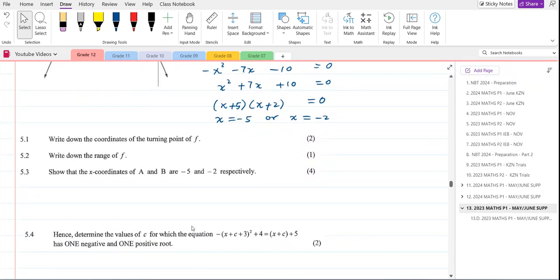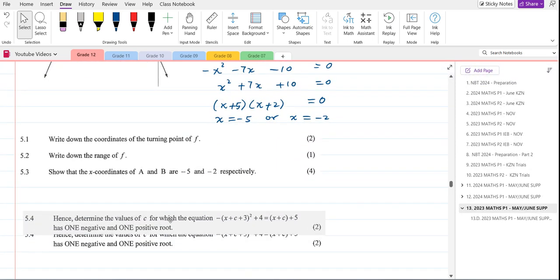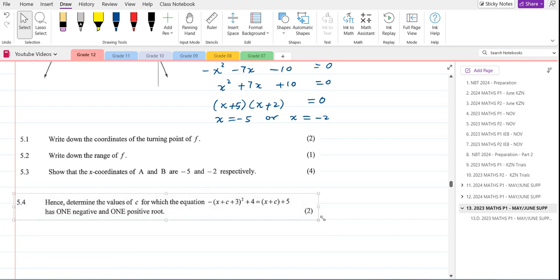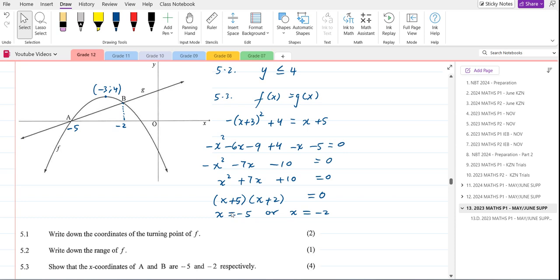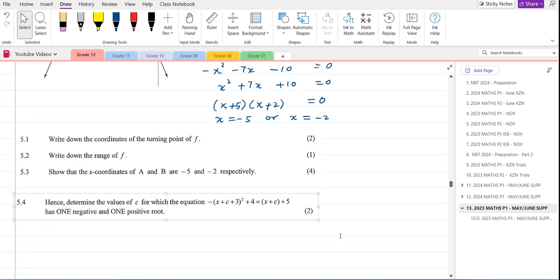Next one. Hence, determine the values of C. Why did they say hence? Hence, determine the values of C for which the equation has one negative and one positive root. Right.